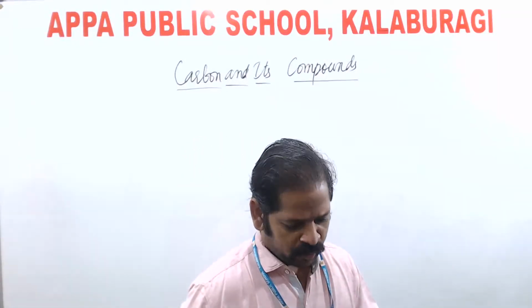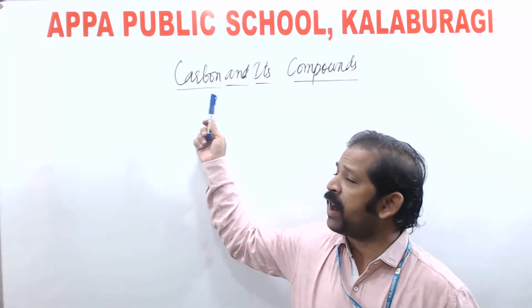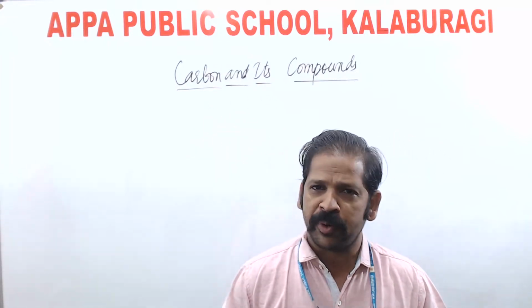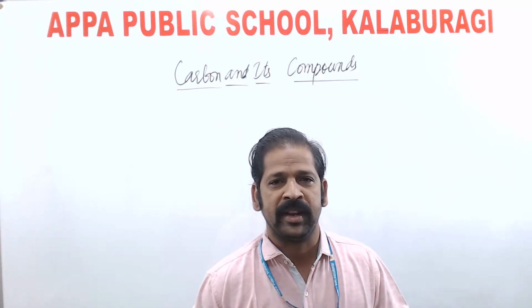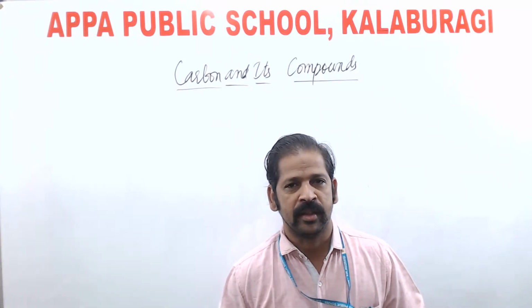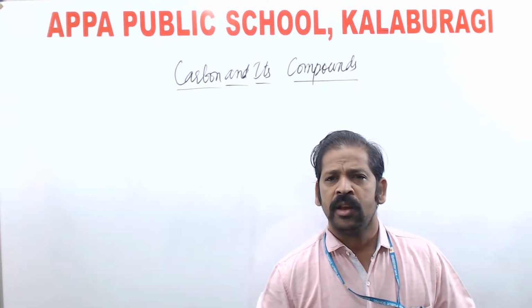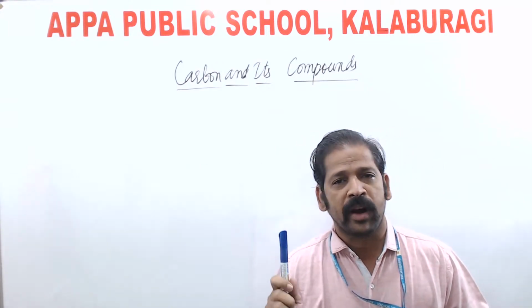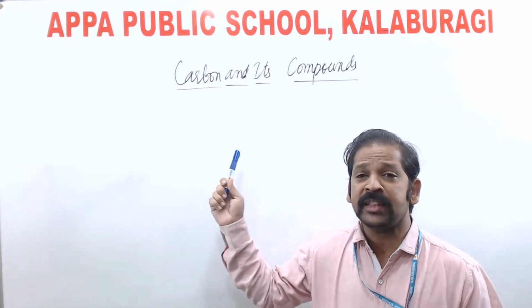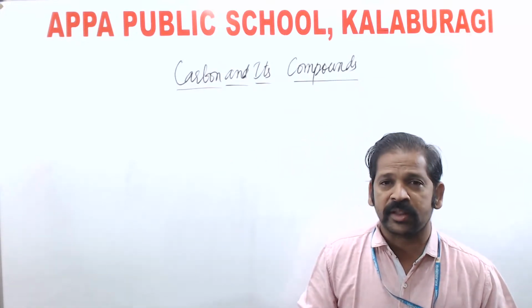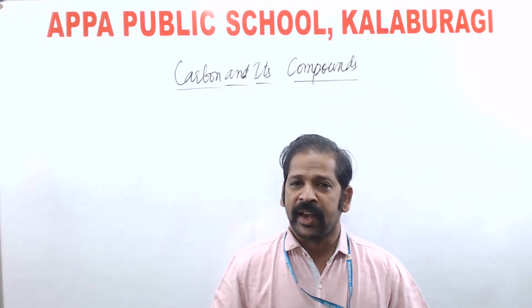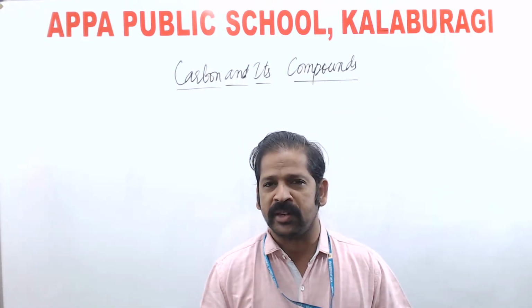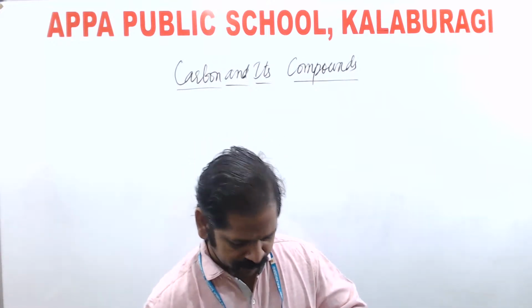Good morning, students. Today we are going to continue the topic of carbon and its compounds. Yesterday we discussed butane and isobutane, pentane and isopentane. One more was neopentane. Today we'll go for hexane. These are all topics of isomers, that is chain isomers. Before going for hexane, you have to go for some additional information. Then we'll go for hexane.